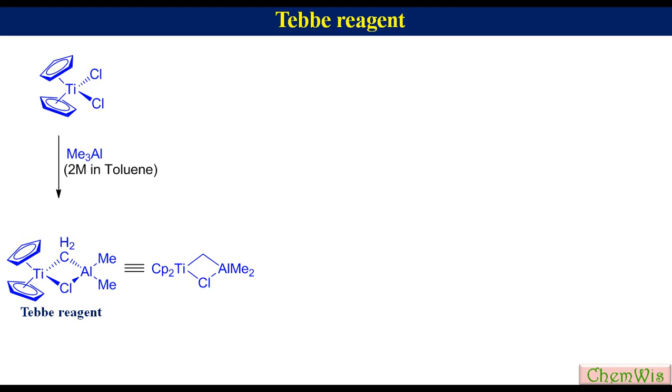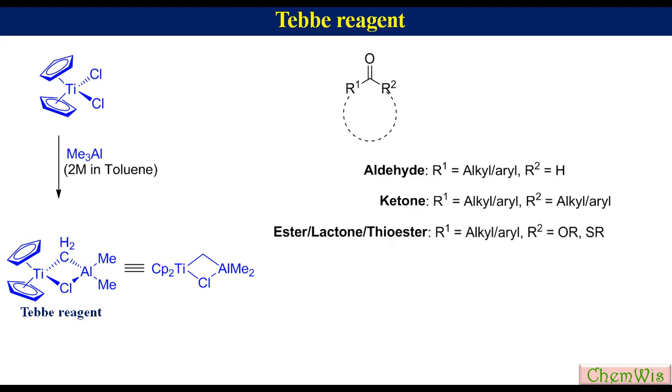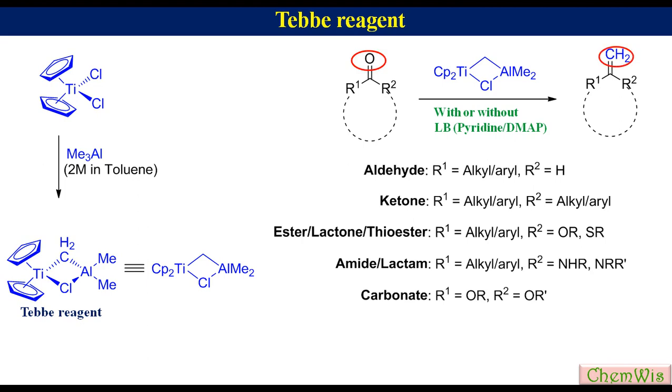In a major application, a variety of carbonyl compounds like aldehyde, ketone, ester, lactone, thioester, amide, lactam, and carbonate, by the reaction with Tebbe reagent in the absence or presence of catalytic amount of base like pyridine or DMAP, are transformed to the product with the terminal alkene. Here, we can see that the overall transformation is the replacement of carbonyl oxygen by methylidine group, that is CH2 group.